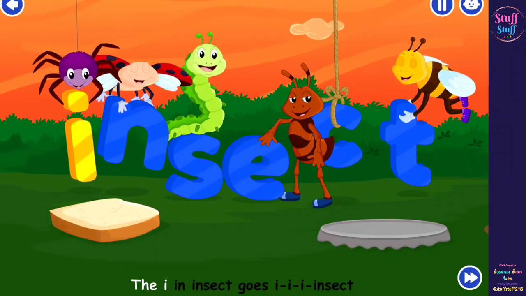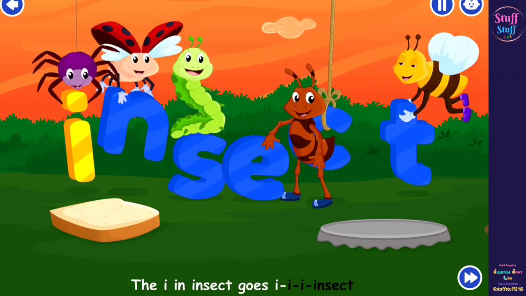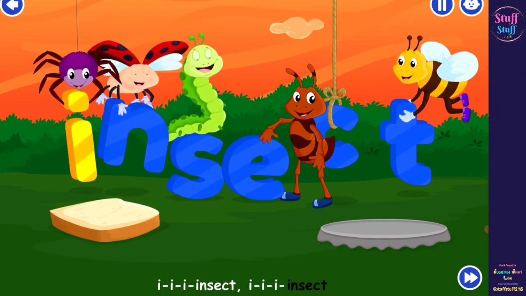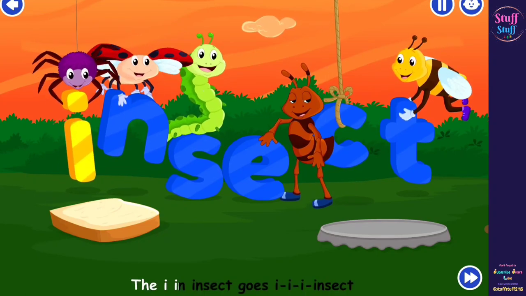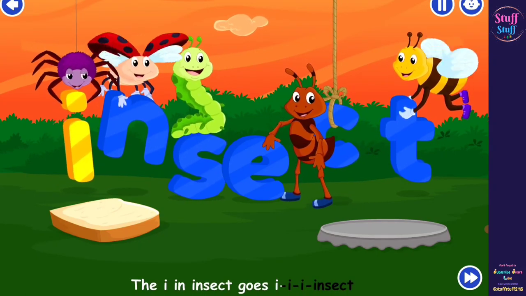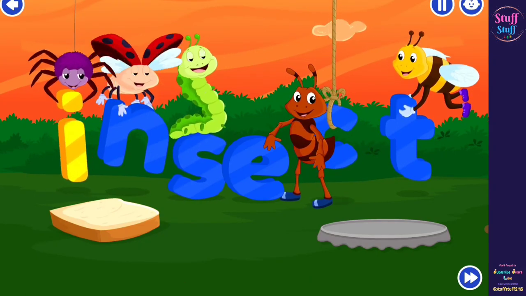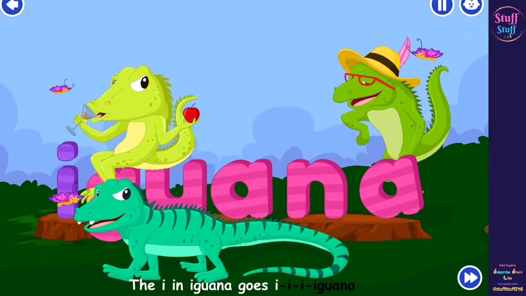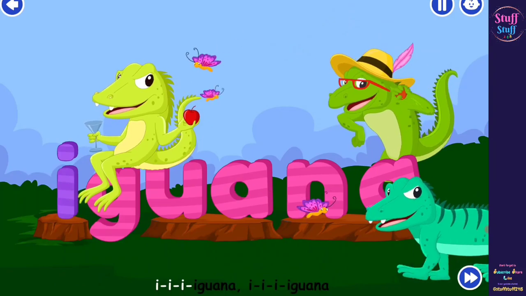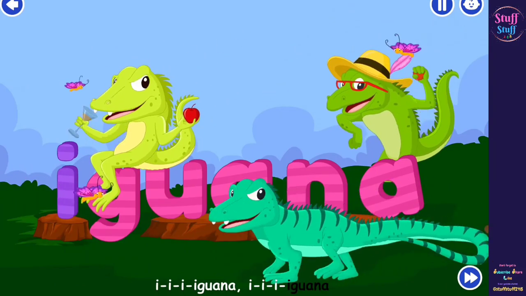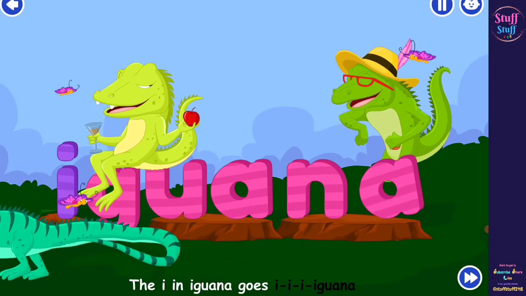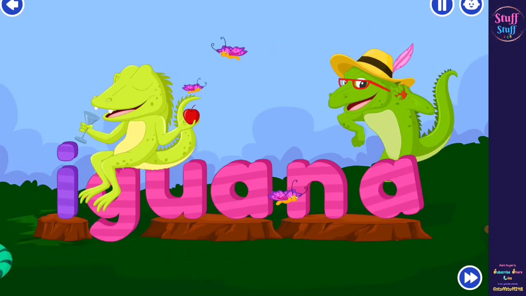The I in insect goes I, I, I, insect. The I in insect goes I, I, insect. The I in iguana goes I, I, I, iguana. The I in iguana goes I, I, I, iguana.